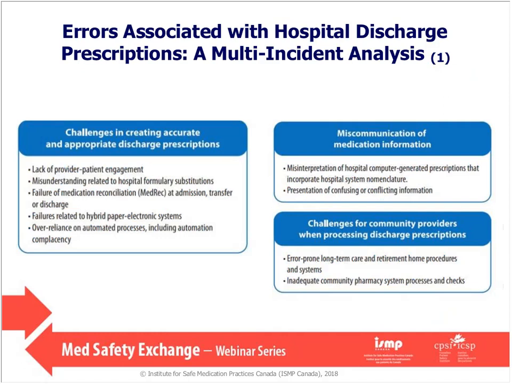The second theme was miscommunication of medication information, with one of the sub-themes being the misinterpretation of hospital computer-generated prescriptions that incorporate hospital system nomenclature. And lastly, the third theme was challenges encountered by community providers when processing discharge prescriptions. And one of the sub-themes was inadequate community pharmacy systems, processes, and checks.